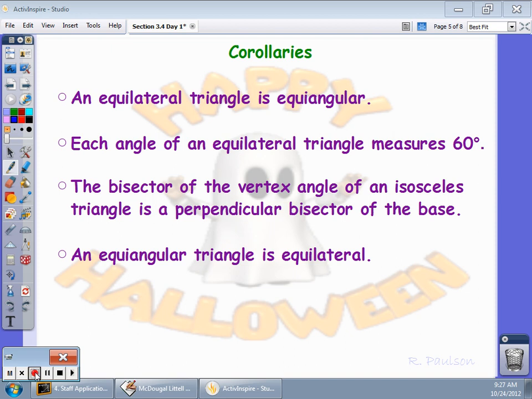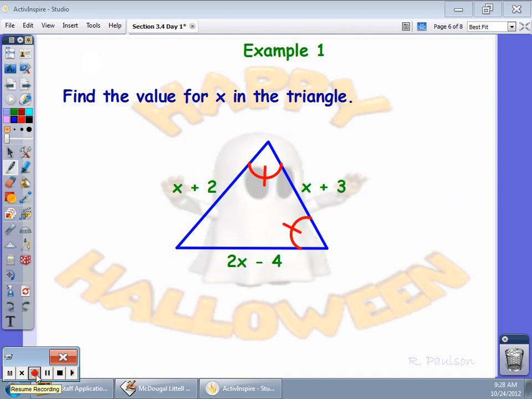If you look at the two previous examples, when we bisected angle A, you can see that it intersects the base at a 90-degree angle, therefore making it perpendicular. And lastly, an equiangular triangle is also equilateral. So let's take a look at example 1.